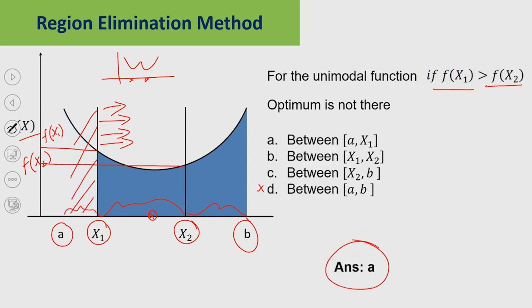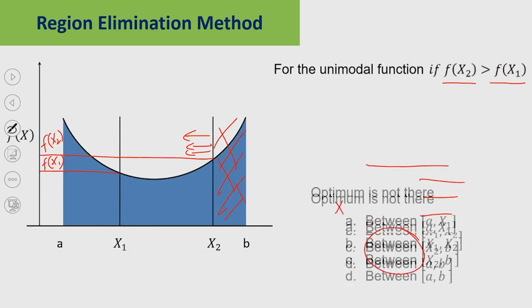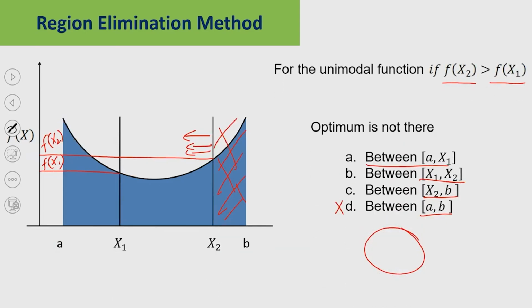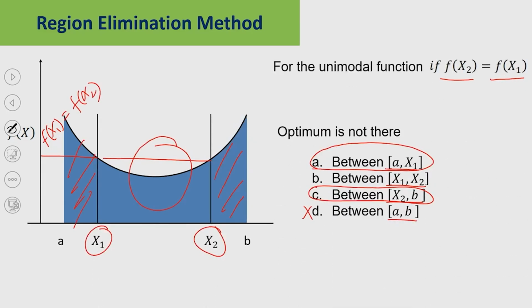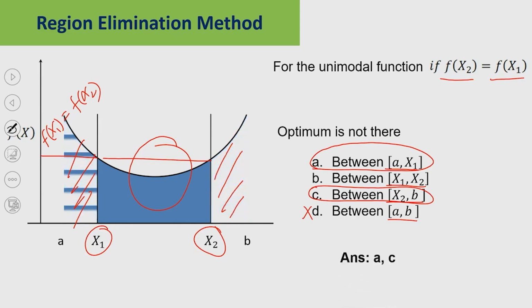So, what I can do basically, I can eliminate the region between a and x1. By comparing the function values at two points, I can eliminate some of the region. Similarly, for the second one, by comparing the function values at x1 and x2, in this case f of x2 is greater than f of x1, so I can eliminate this particular region. Similarly, if f of x2 is equal to f of x1, then I can eliminate both regions. So, these rules we can apply and we can eliminate the region where optima is not there.